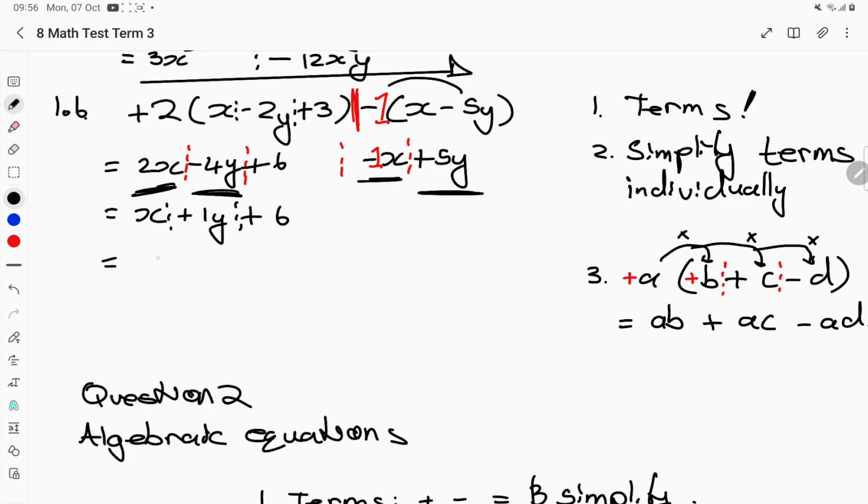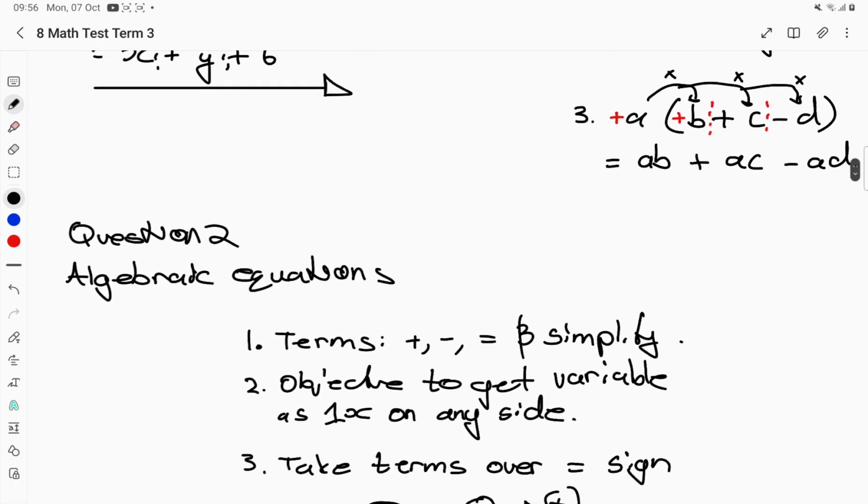They're all unlike, so we don't do anything else. Don't give in to the temptation to do something. That's it. There's your answer. Technically, we should remove this one, and that will be your answer over there. Easy. All right, so we go over to question 2.